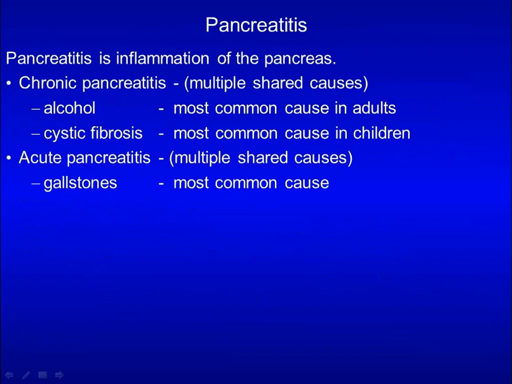Pancreatitis is inflammation of the pancreas. It could be chronic or acute. In either case, there are many causes. Here, we will use chronic pancreatitis due to cystic fibrosis as an example.